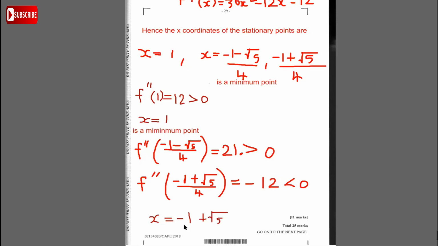Nice and easy. So this is a maximum point. Okay, that takes care of question 5.